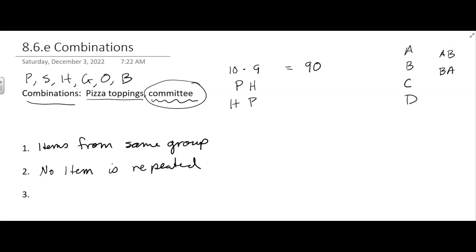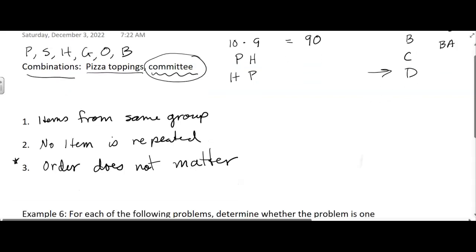So you could say, like in our pizza problem, we're going to have pepperoni and onions. I guess you could say I want double pepperoni. I don't know if that's a thing, but assuming you can't say that, then you've got pepperoni and onions. Definitely with the committee, you can't pick the same person twice, right? So once they're on the committee, no item is repeated. And then the third thing, and this is usually the big deal, order doesn't matter. That's what makes it a combination and not a permutation. So there's a lot of discussion sometimes. Is it a permutation or a combination?